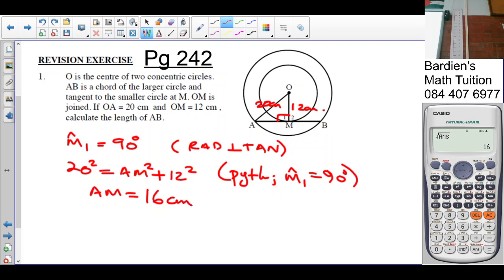Have we answered the question? But we know that AM is equal to MB. On what account is AM equal to MB?